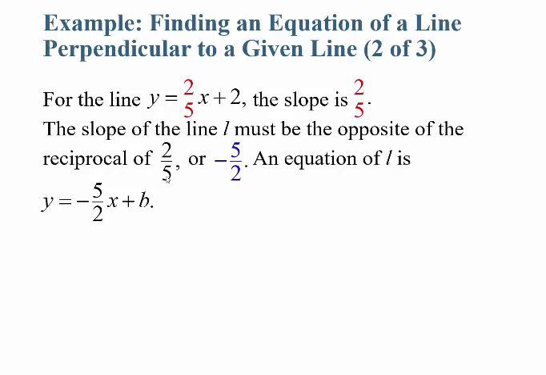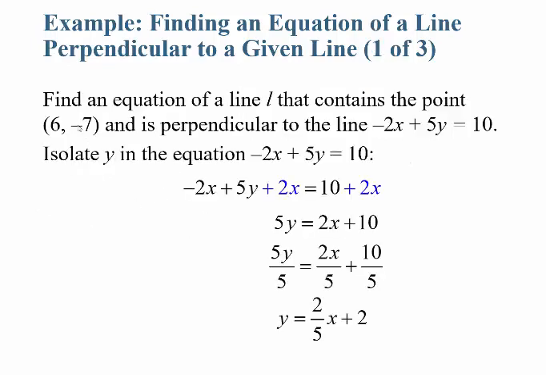So I'm going to take positive 2/5. I'm going to flip the fraction, and it becomes 5/2. And then since this was positive, I'm going to make it negative. So the slope of the perpendicular line that we're looking for is negative 5/2. So an equation of L here is y is equal to minus 5/2 x plus b.